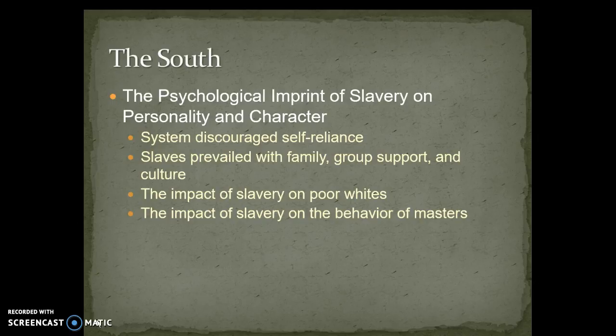The patriarchal nature of the slave system reinforced male dominance in Southern society. Some slave owners behaved nobly within the confines of the institution. For others, slaves provided objects on which to vent brutal tendencies.